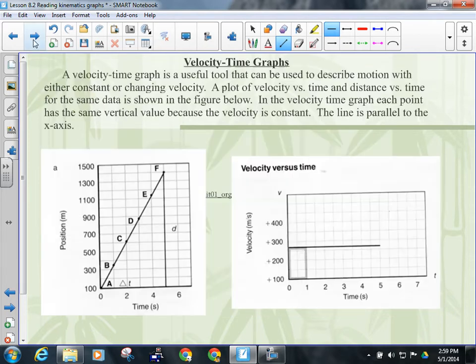Right. Now, the other kind of graph we're going to look at are velocity versus time graphs. A velocity versus time graph is just like it sounds. It shows you the velocity of the object over the trip. Now I've got two graphs here. One's a position versus time graph. One's a velocity versus time graph. Do they look a lot different? One's got a line that's going upwards, and the other's flat. So this is the position time graph. What is this object doing along this line?